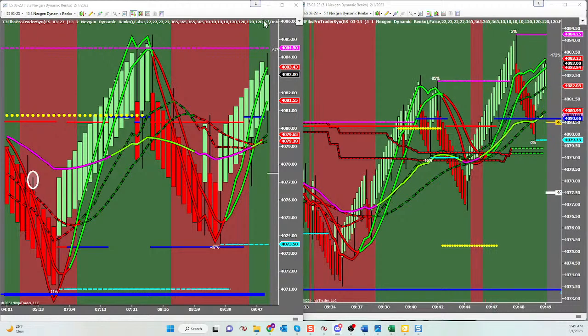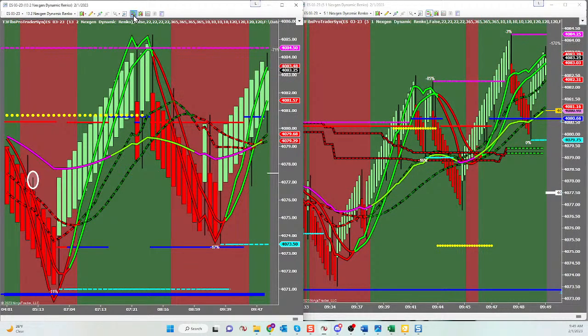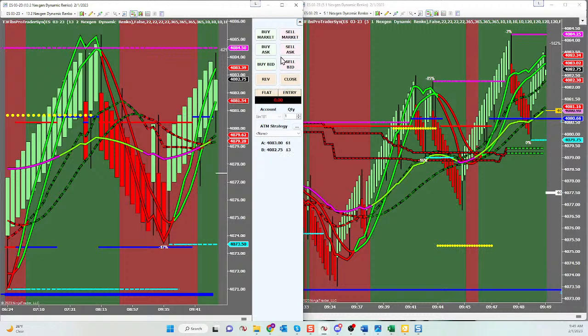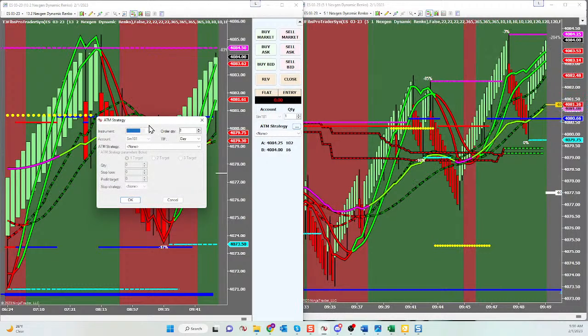And I'm going to click on Chart Trader. So if you're on 7, it's this gray arrow in the upper right-hand corner. And this opens up your Chart Trader. This is kind of your mission control for setting things up. I'm going to click on these 3 little buttons. This is my ATM strategy.